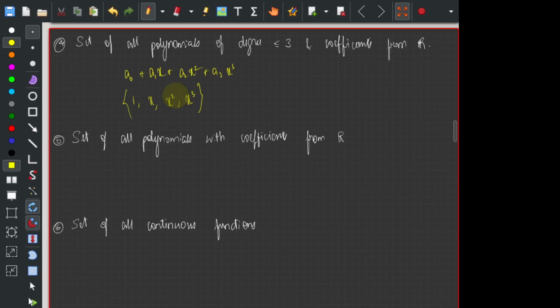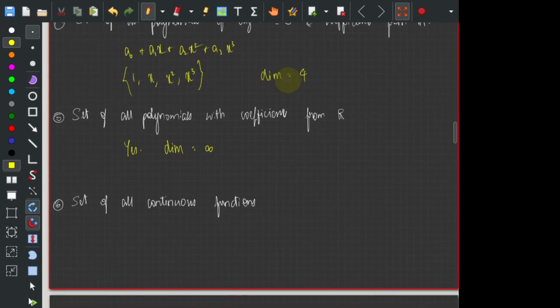Is it a vector space? It is a vector space. It will satisfy all the 7 properties. What is the dimension of this vector space? It's an infinite dimensional vector space. Okay. What about the set of all continuous functions over R?